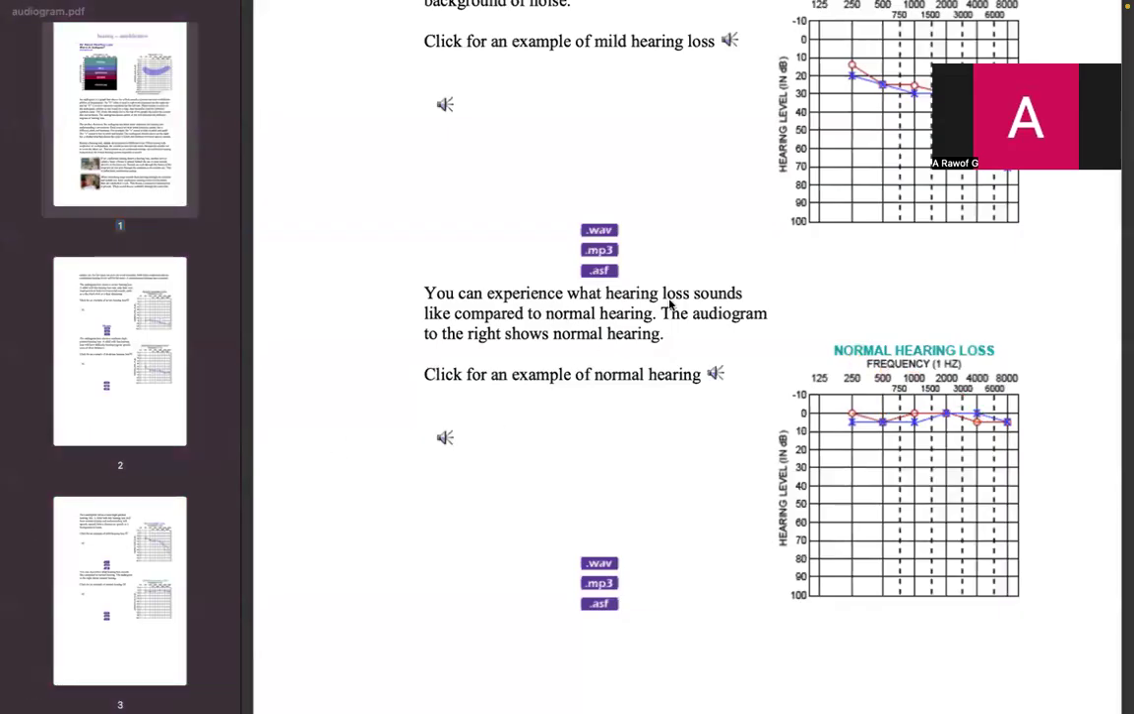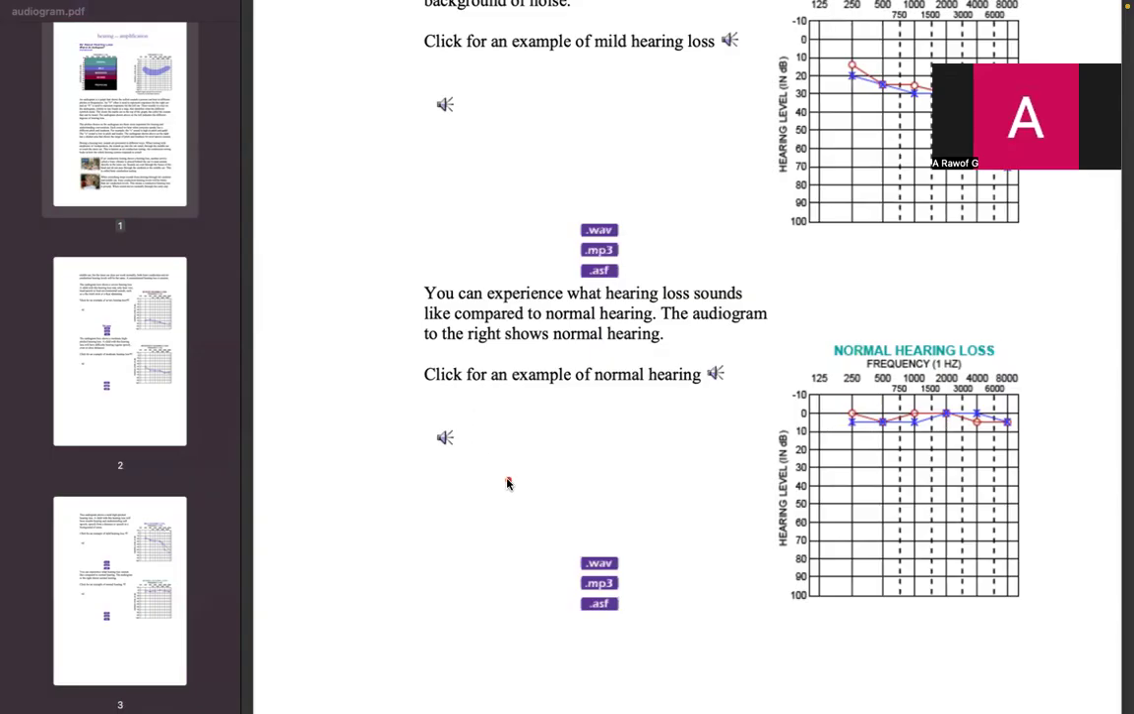So you can experience what hearing loss sounds like compared to normal hearing. The audiogram on the right shows normal hearing. So here we see that all the readings, both the air conduction and bone conduction, are lying below 10 decibels. Up to 20 to 25 decibels is normal.